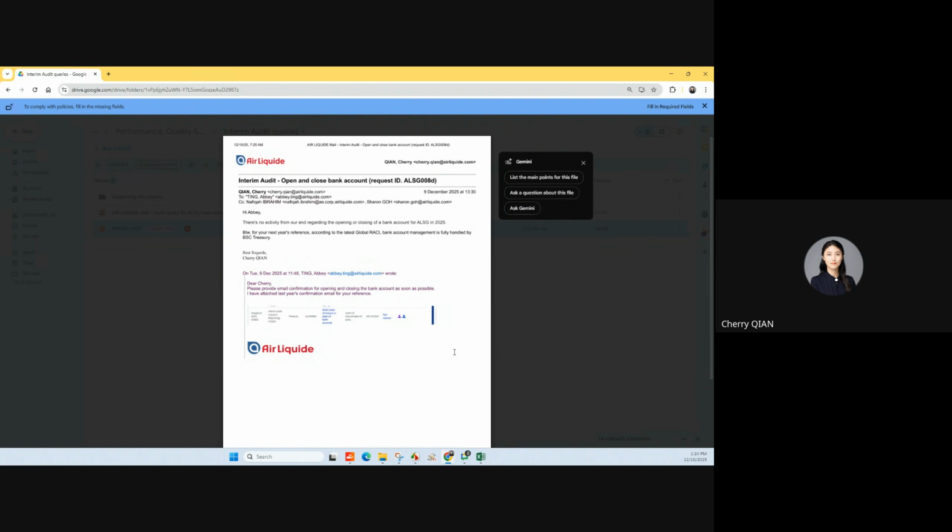If there's no opening, then you just tell her no opening. Is there any closure documentation or whatever new things happen? Then you just share the reference with her. That's it. And this year, taking the chance, I highlighted to her, starting from next year, those catalog bank account management is fully handled by BSC Treasury team. So she's aware about that.